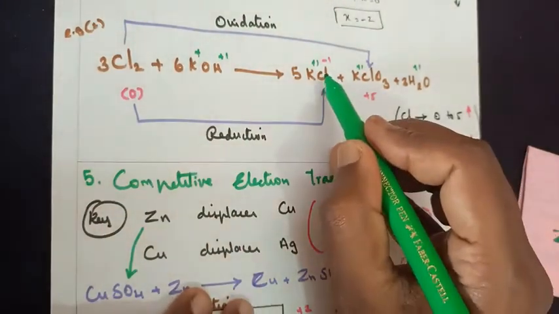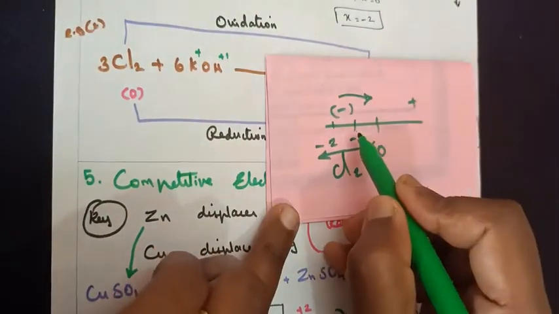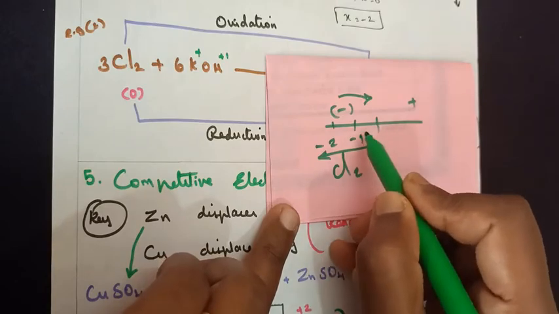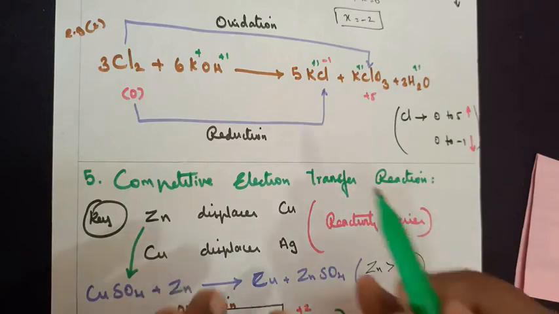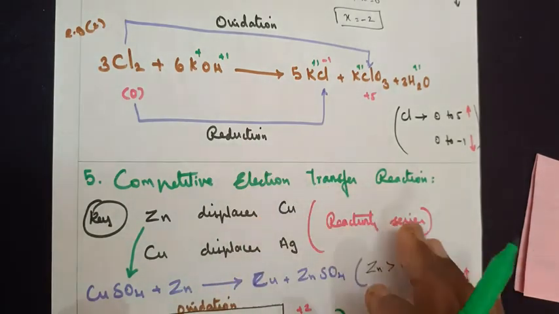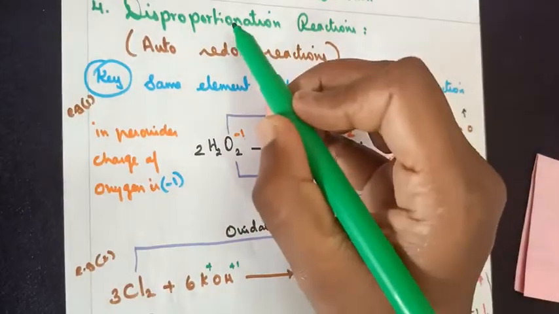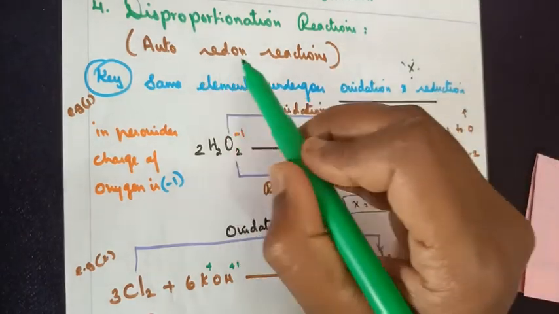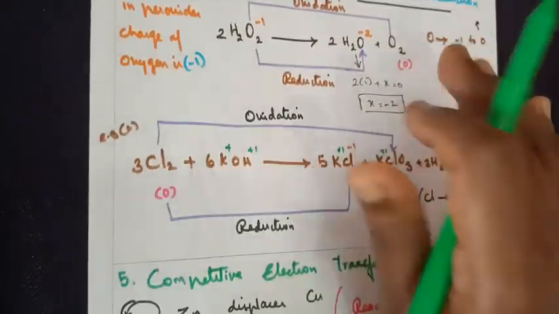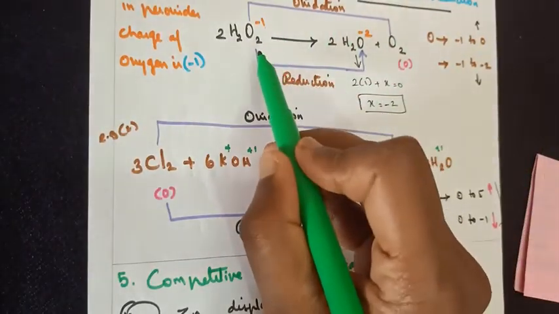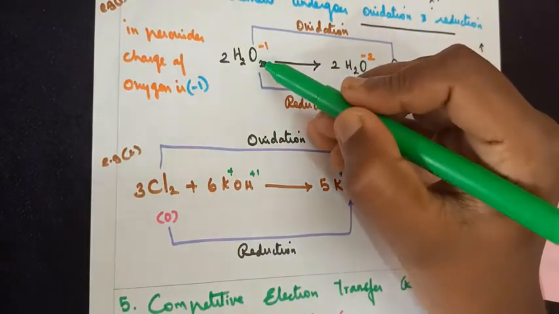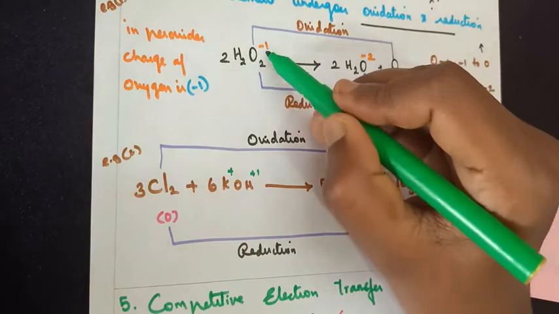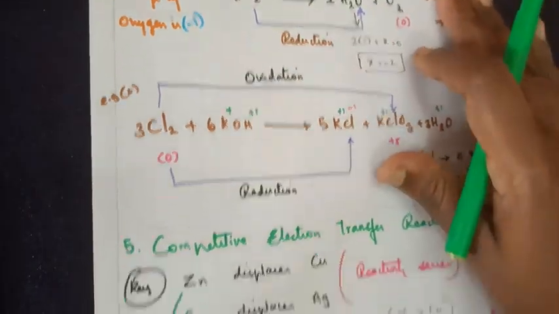From 0 to -1, we are moving towards our left, hence there is a decrease in the oxidation number. We call it a reduction. So when they say disproportionation reaction or auto-redox reaction, remember the same element will undergo oxidation and reduction. In terms of hydrogen peroxide, please remember the charge of oxygen is -1.